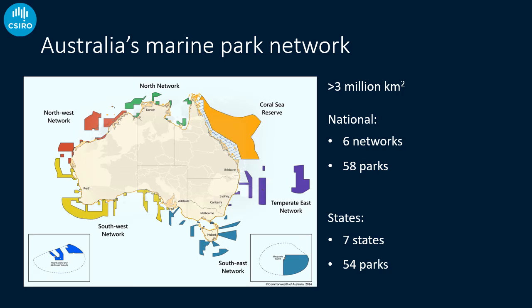Australia's highly varied marine environment is represented by over 100 marine parks, which together make up more than 3 million square kilometers surface area. This means that some parks, for example, the Coral Sea Reserve, have got a larger surface area than entire countries in Europe. There are six national networks of marine parks, and then the 7 states have a combined 54 parks as well.